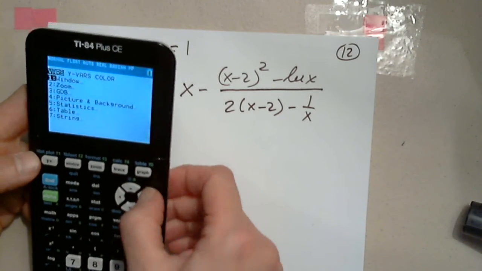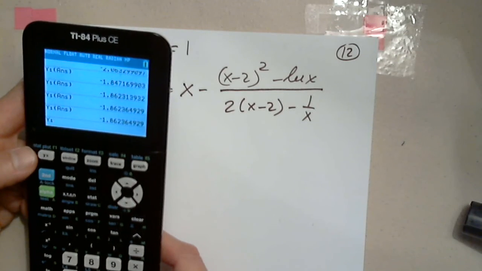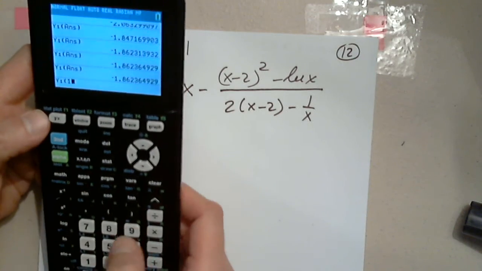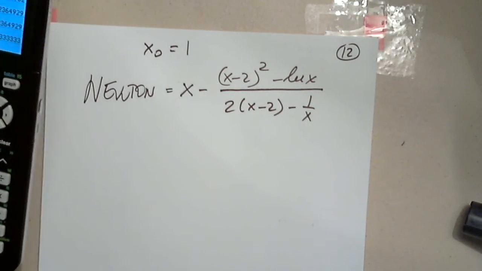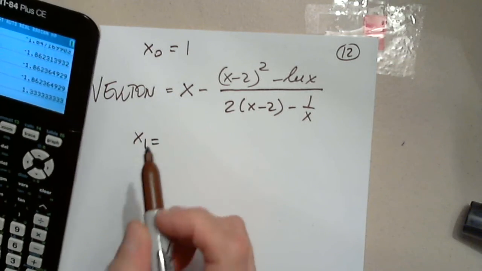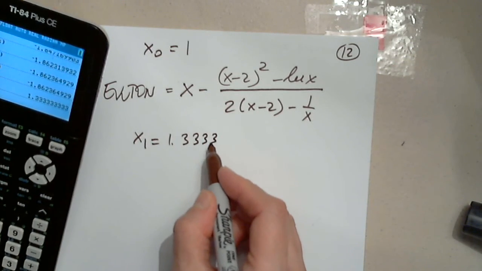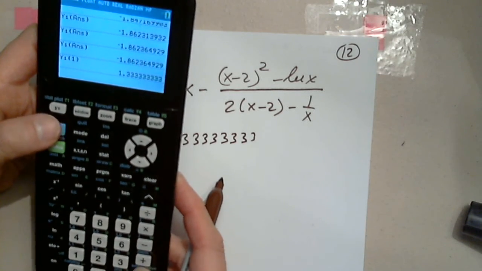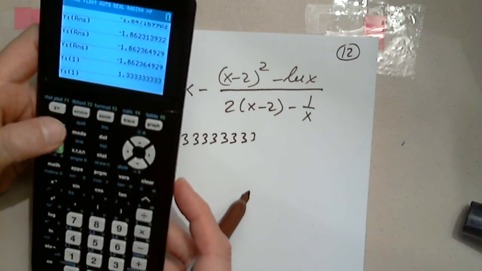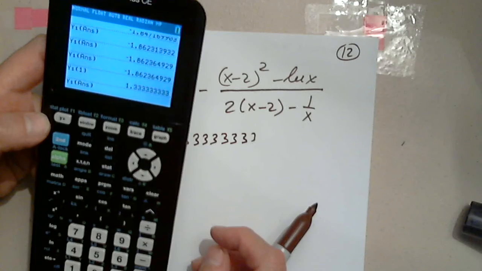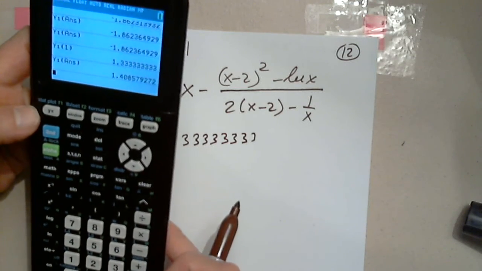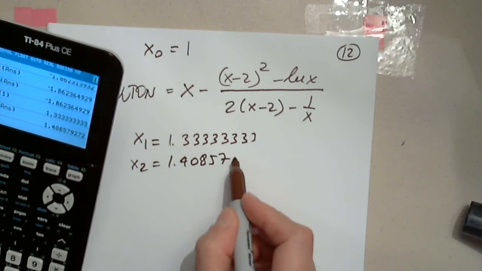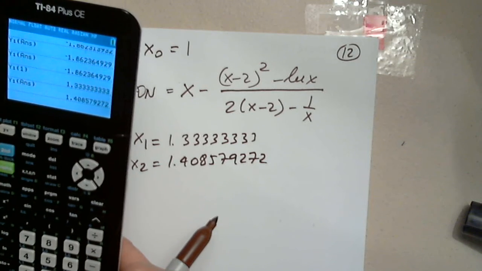So go to variables. Go to y equals function, call function 1, and in parentheses, we are going to start with the first one, which is 1, and press enter. And this will be our x1. x1 is 1.333333, good enough. Now, the next step, I want to override 1 and replace it with the previous answer. And from that moment on, I can just copy that. So x sub 2 will be 1.408579272.